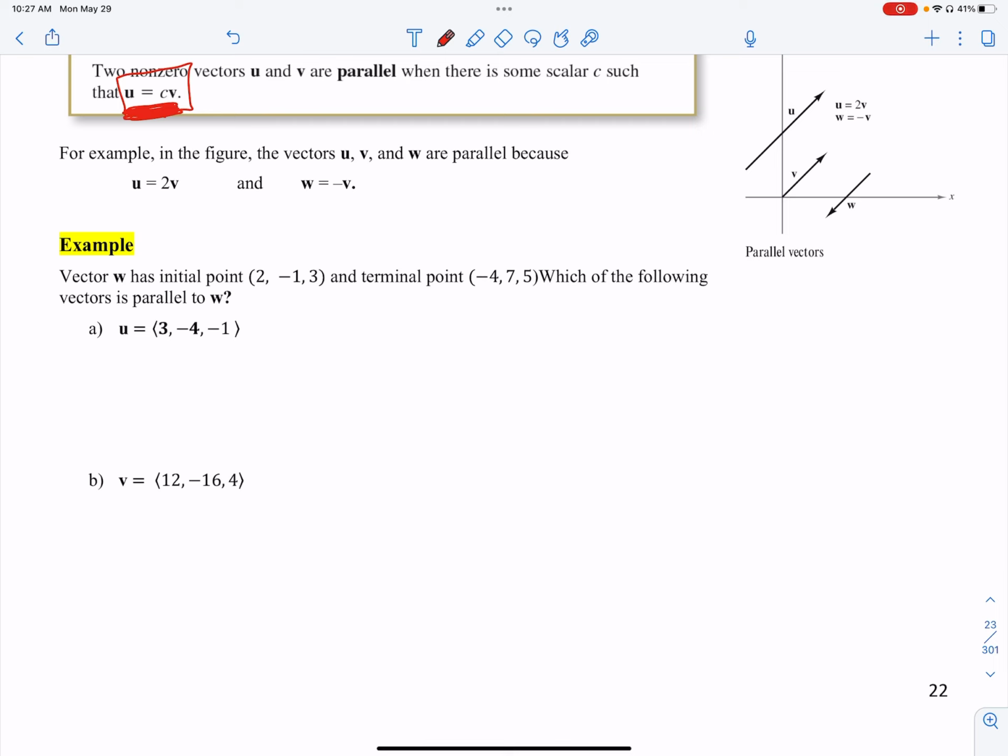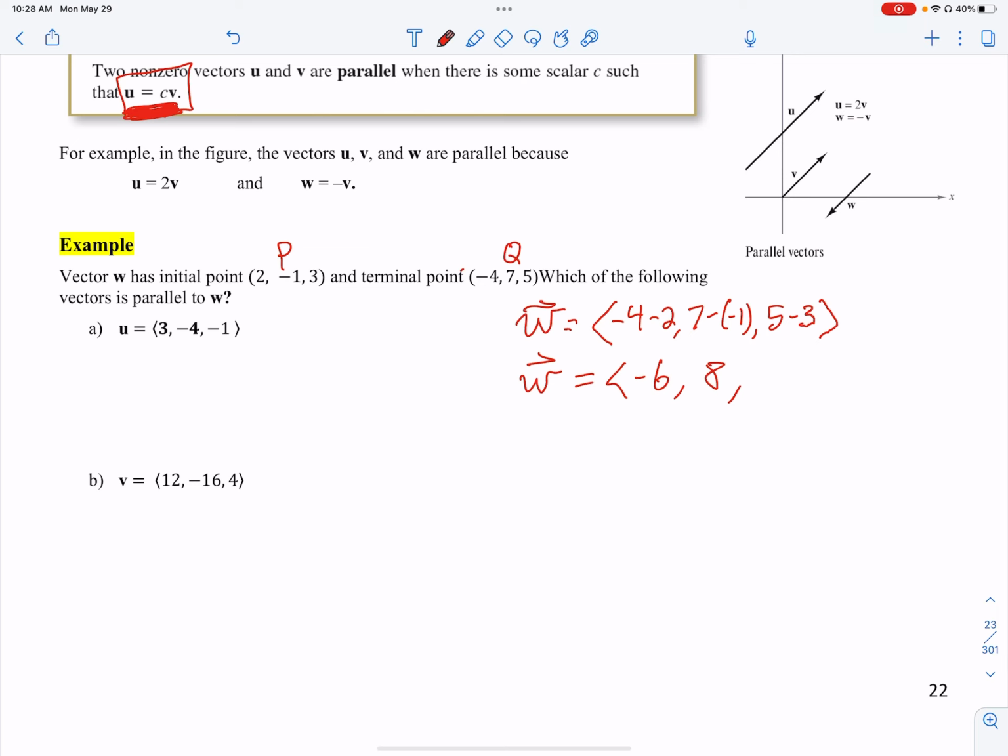So vector W has initial point, I like just to name these, it's just habit of mine, P and Q. Which of the following vectors is parallel to W? So I'd like to find W first. So W is equal to, okay, I subtract all my points. I got -4 minus 2, 7 minus -1, and 5 minus 3. So that tells me that W is equal to -6, 8, and 2.